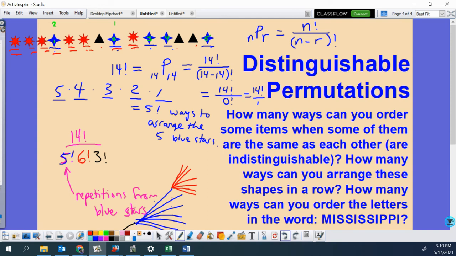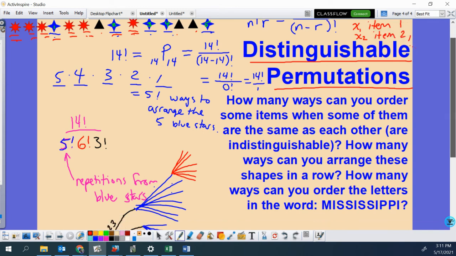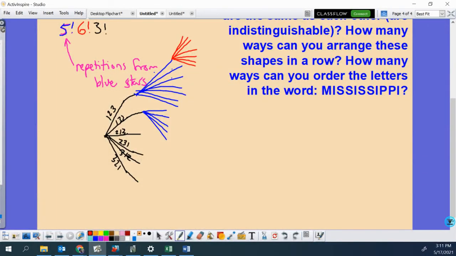If you want to find the number of distinguishable permutations of n items, and you have x1 of item 1 and x2 of item 2, and so on, the formula is going to be n factorial over x1 factorial times x2 factorial times, until you get to x, I'll just say k factorial, if there are k different items total. And that's it. It's a pretty simple formula to use, but that's why it works.